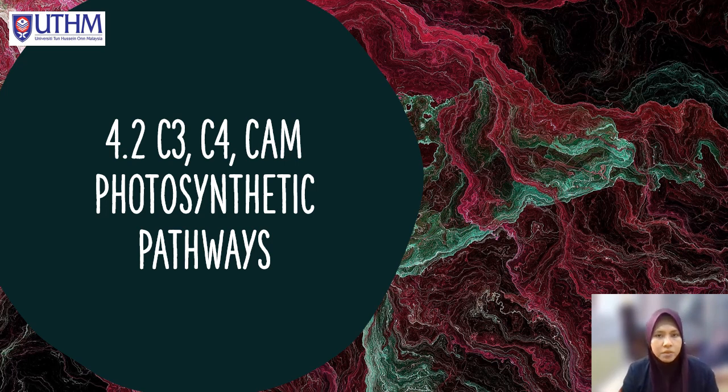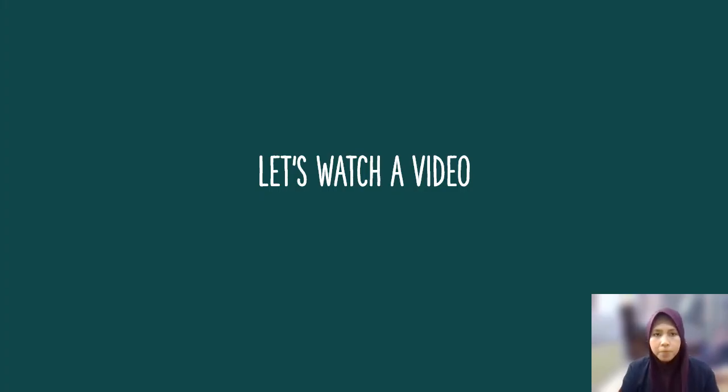Now we have come to the second and last part of our topic. So the C3, C4 and CAM are the 3 different processes that plants use to fix the carbon during the process of photosynthesis. So for the purpose of this topic, let's watch a video to summarize the processes involved, and I believe the video explains the pathways way better than I do. Okay, so let's watch that.